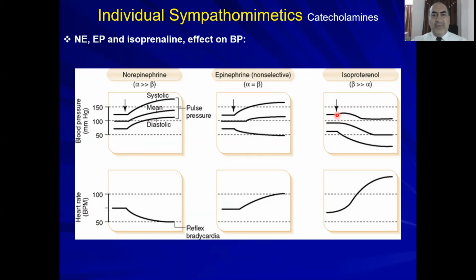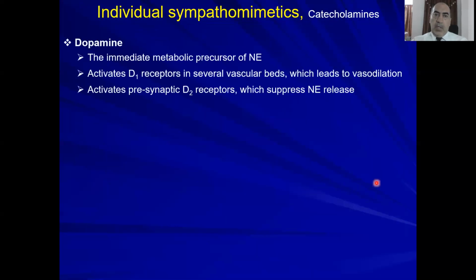Isoproterenol, the effect on systolic blood pressure is almost no change, but the diastolic blood pressure will decrease due to the effect on beta more than alpha receptors, and heart rate will increase. The next drug is dopamine. It's the immediate precursor of norepinephrine. Do you remember we said norepinephrine, when it's synthesized, we start with tyrosine, which is converted into dopa. Dopa is converted into dopamine, and dopamine then is converted into norepinephrine.